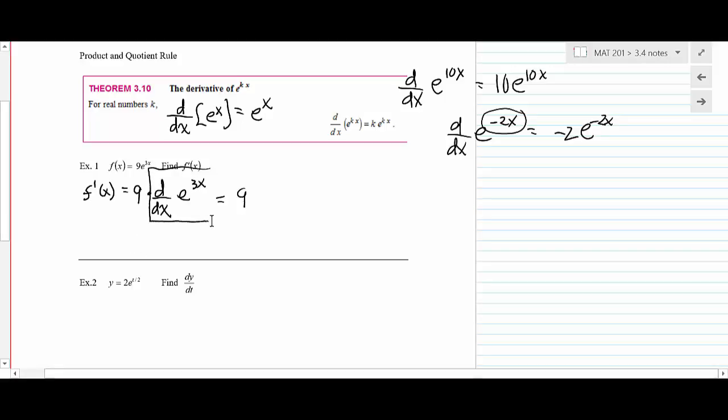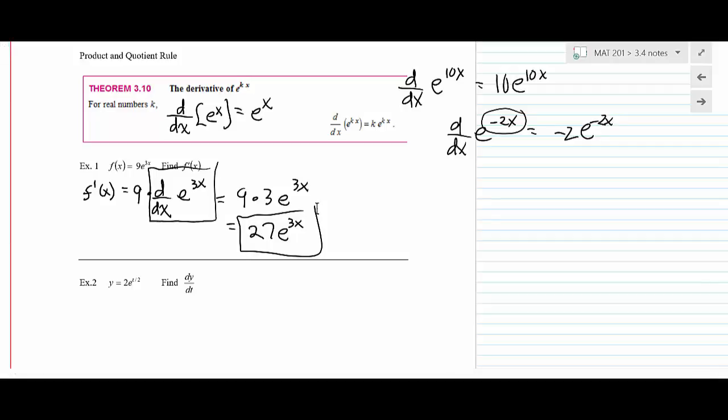Now, tell me what the derivative of e to the 3x is, just in your head. 3 e to the 3x, right? Okay, so the 3 comes down, and then you have e to the 3x. So the answer to that derivative, you just multiply and get 27 e to the 3x like that. Okay? That's how it goes. That's very easy to do. And that's going to show up in calculus all the time when we're dealing with exponentials.